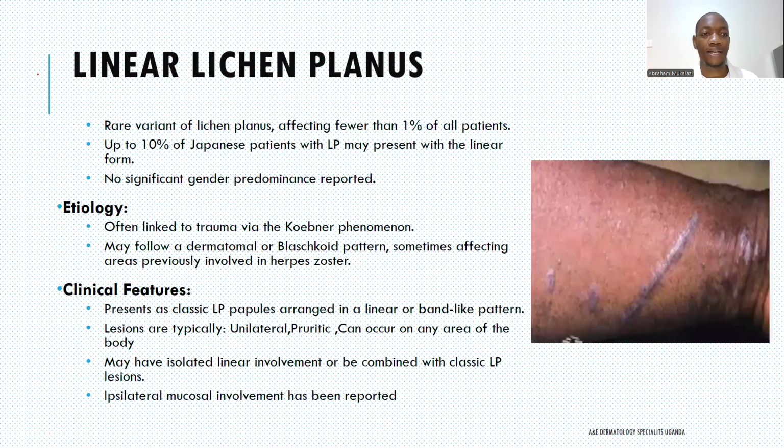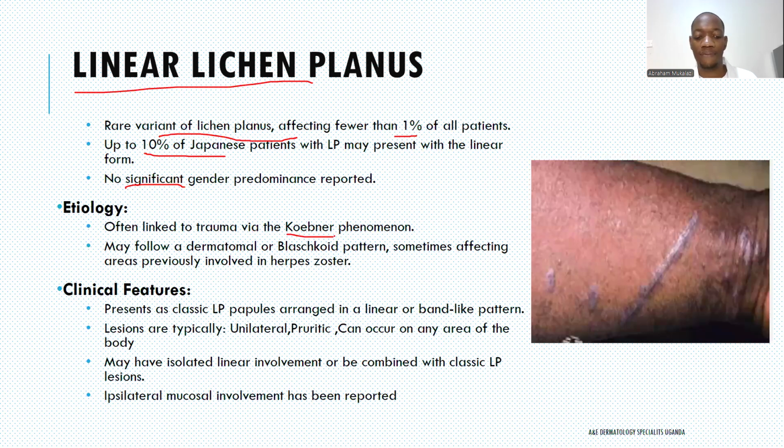So the next one is linear lichen planus, and as the word says, linear means a line. This is a rare variant of lichen planus, and it affects only 1% of all patients with lichen planus. Up to 10% of Japanese patients with lichen planus may present with the linear form, and there's no significant gender predilection.